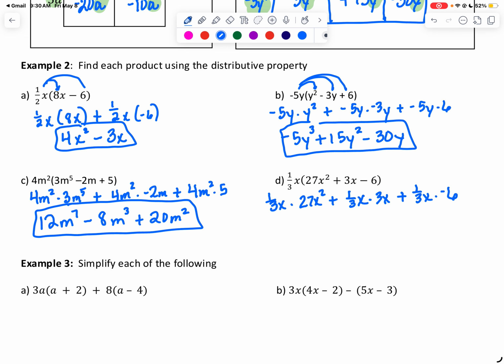All right, so 1/3 of 27 is 9. X times x squared is x cubed. 1/3 of 3 is 1x. So x times x would just be 1x squared. I'm not going to write the 1. And then 1/3 of negative 6 is negative 2. So this would be minus 2x.